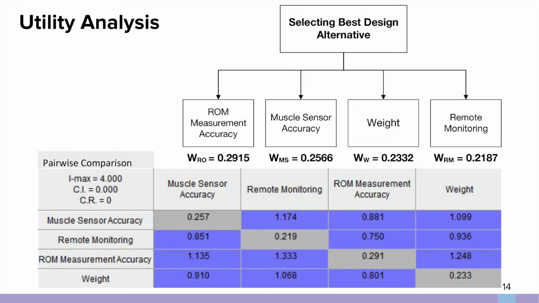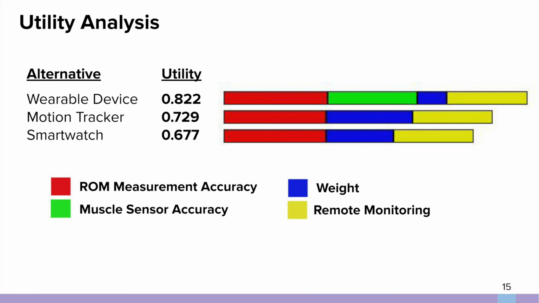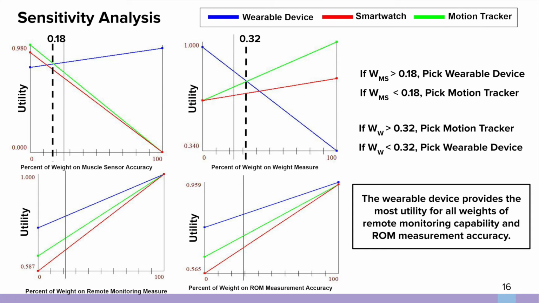A multi-attribute pairwise comparison was conducted to determine the weight of each requirement. The results indicated that the wearable device provides the most utility. Sensitivity analysis of the design alternatives indicates that the wearable device provides the most utility for all weights of remote monitoring capability and range of motion accuracy. However, the motion tracking device is the preferred alternative when the weight of the muscle sensor accuracy and physical weight are below 18% and above 32%, respectively.